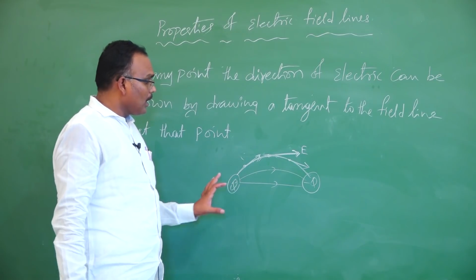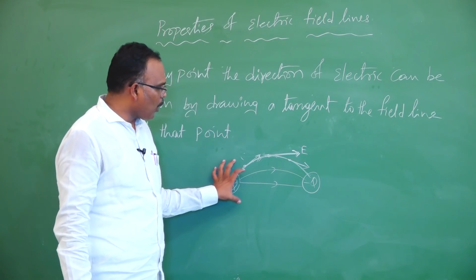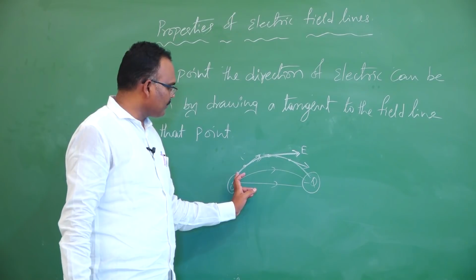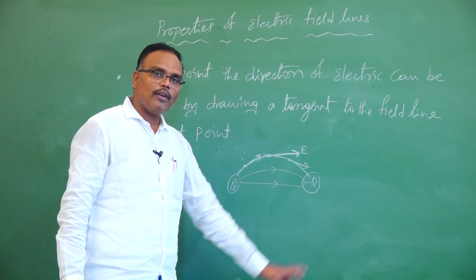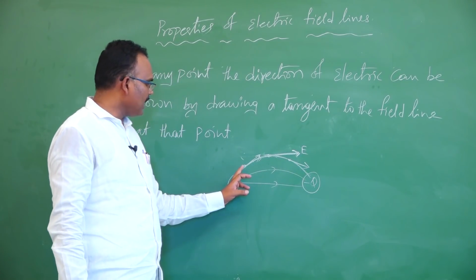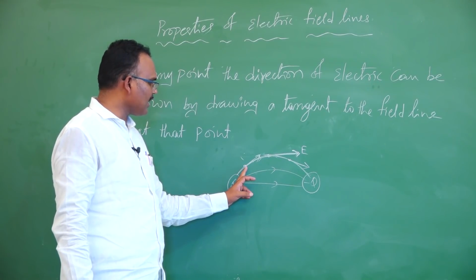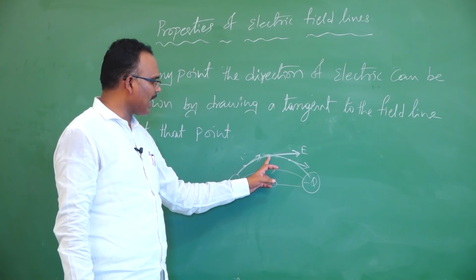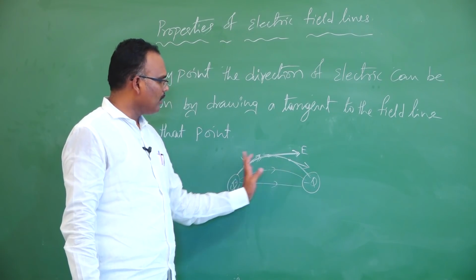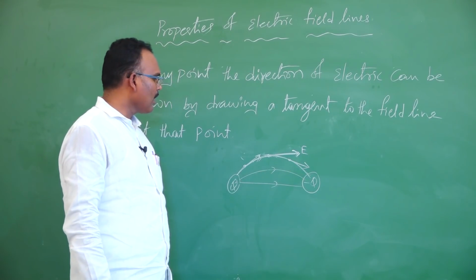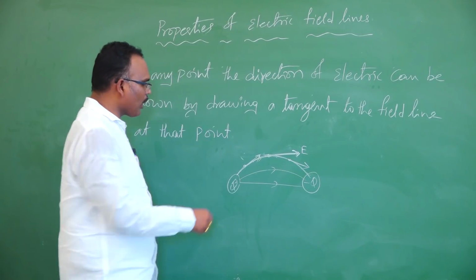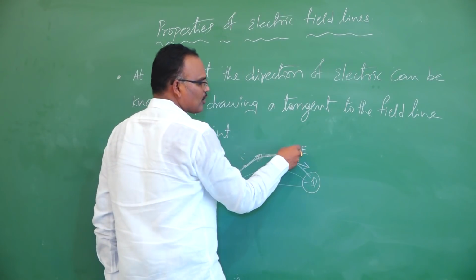So the electric field due to positive and negative charges is a non-uniform field. See, this point is close to this charge, here the field is strong, here the field is weak, again the field becomes strong. The magnitude is changing. Electric field is a vector quantity, so even the direction also changes.